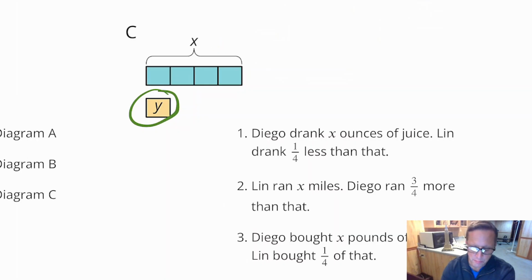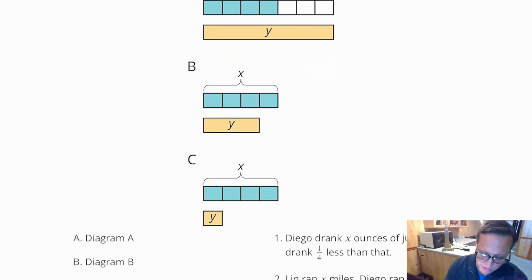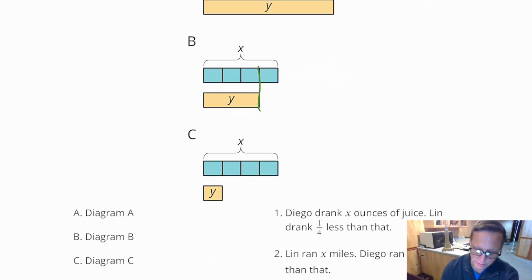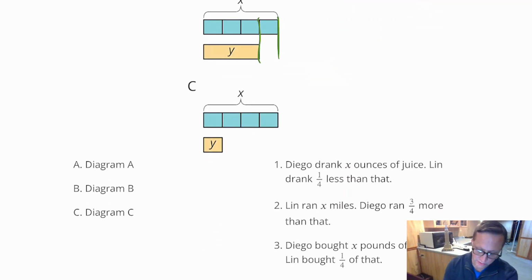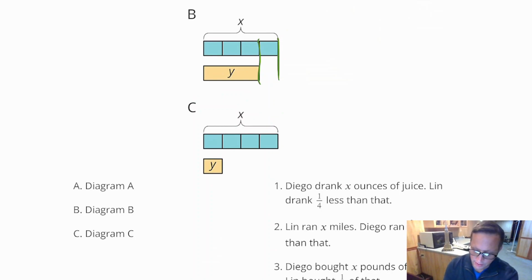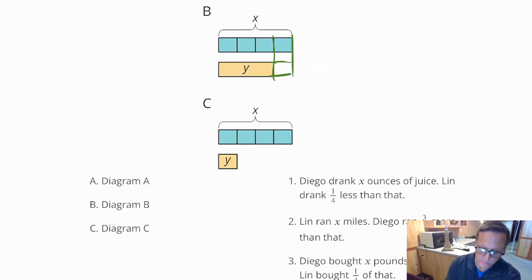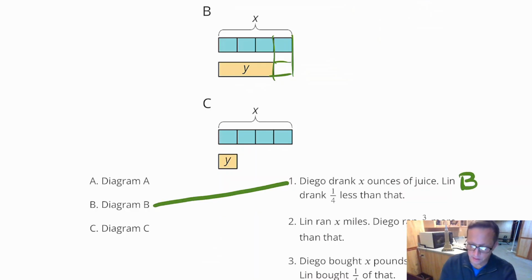So the best example for number 1, I would say, matches up with B, right? Because that's right there, that's missing. And that shows that Diego drank more juice, right? Diego's X and Lynn is Y. And it looks like exactly a fourth is missing from Lynn's amount. So B is number 1.